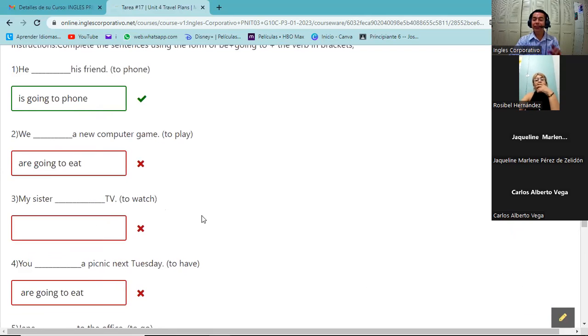Vaya, solo voy a hacer la uno. Las dos las hacen, la tres y todas las demás las hacen ustedes, ¿sí? Vaya, mire. Ajá. ¿Ya la vio, Rosy? Sí, sí, ya la vi.